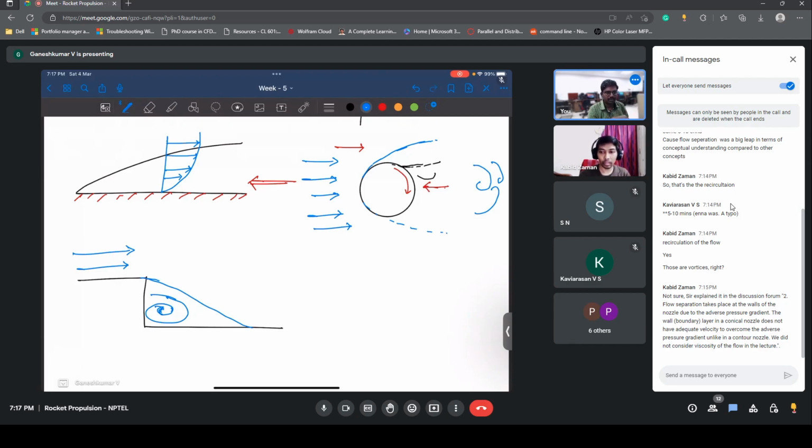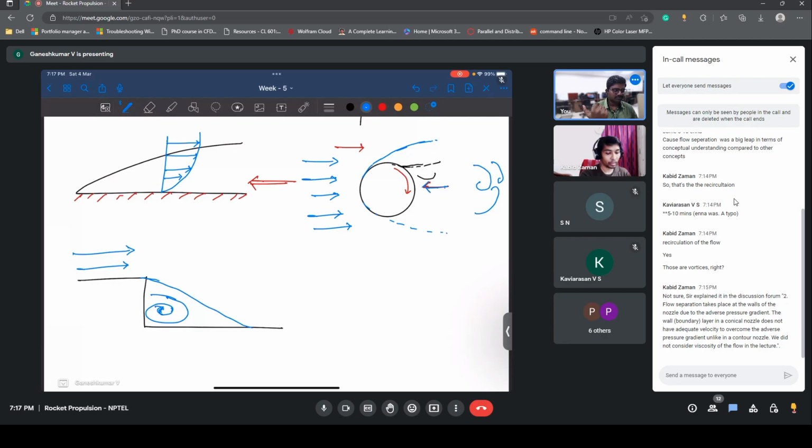If your flow cannot tackle that adverse pressure gradient, then there is going to be a flow separation, right? So that is what happens here also. This adverse pressure gradient can decelerate the flow to zero, but here it didn't stop at zero. It went one step further and reversed the flow. That is what is called flow separation, when the reverse flow happens. That is what the sir must have meant.